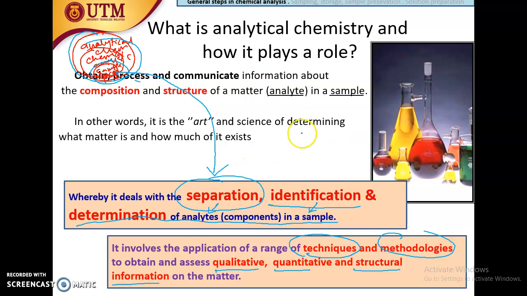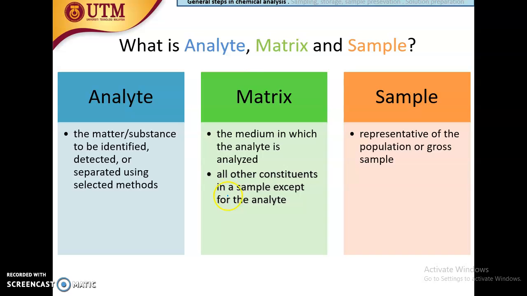So this, you can read on your own. It is what I explained just now. Okay, what is analyte, matrix, and sample? Before I go into analyte and matrix, we understand sample first.